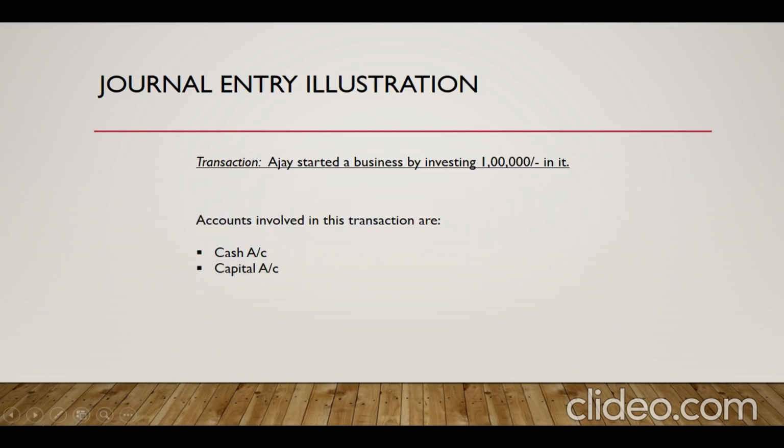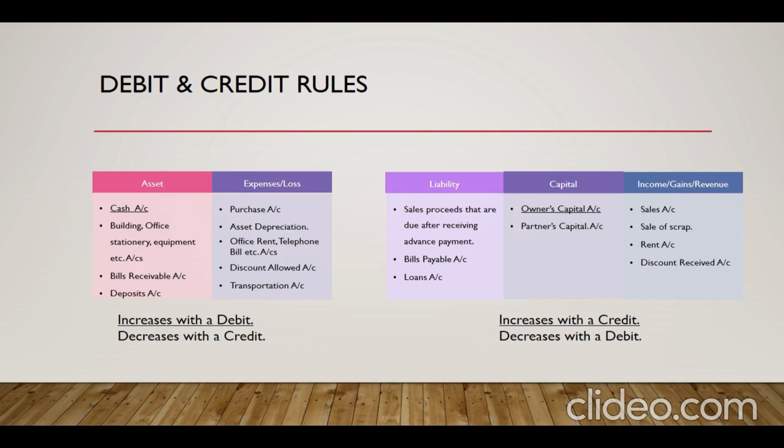Alright, now let me show you some common transactions that take place in a business, and I'll explain their journal entries. In this transaction there is a person called Ajay who invested rupees 1 lakh in a business. The accounts involved are the cash account and the capital account. Before passing a journal entry, you need to identify the accounts involved in the transaction. Now let's go back to the debit and credit rules.